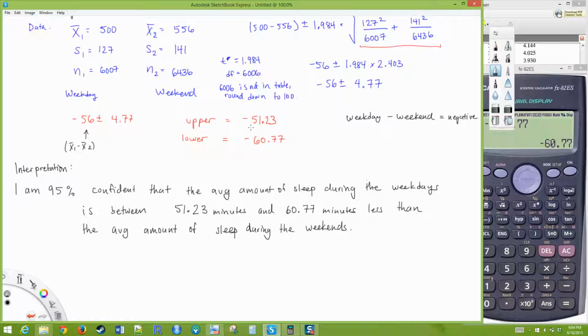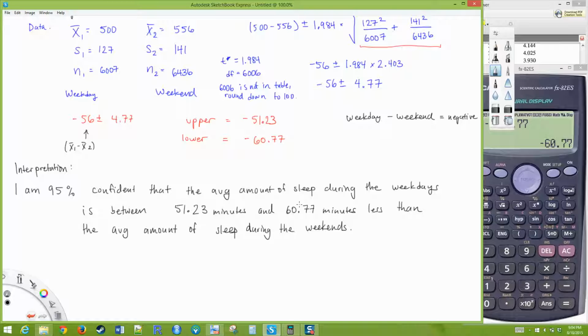Okay, because I got a negative 51.23 and a negative 60.77. So I'm 95% confident that the average amount of sleep during the weekdays is between 51 and 61 minutes less than the average amount of sleep during the weekends. And that's the average for everybody.